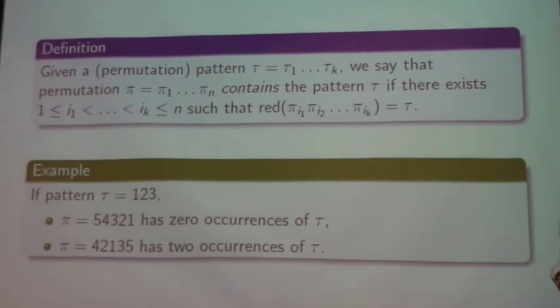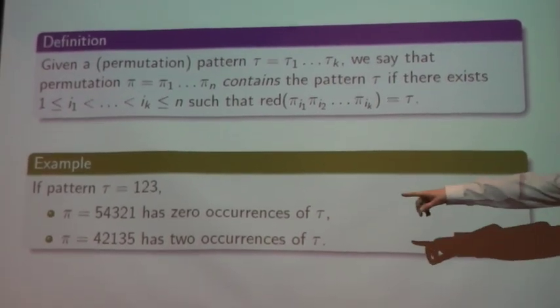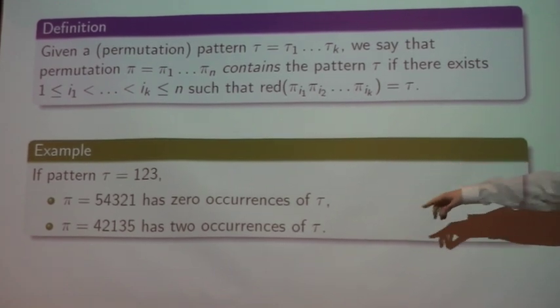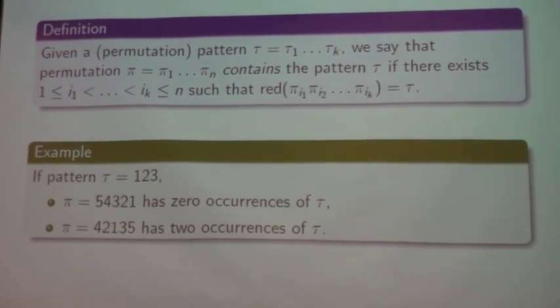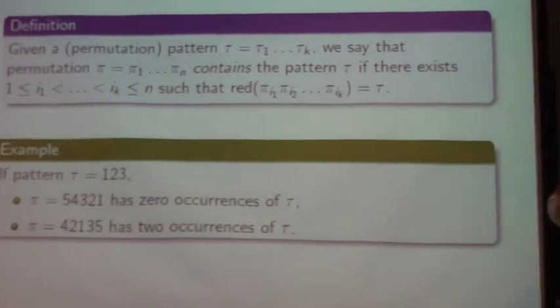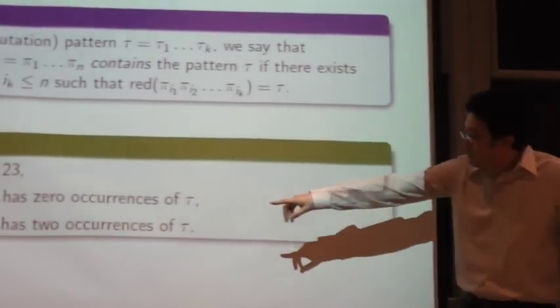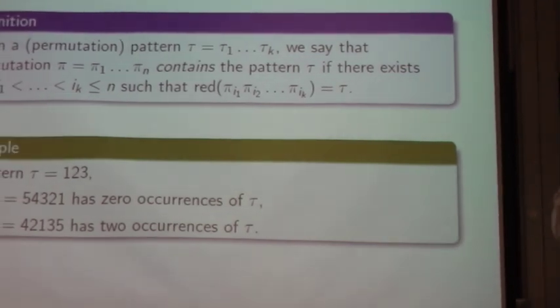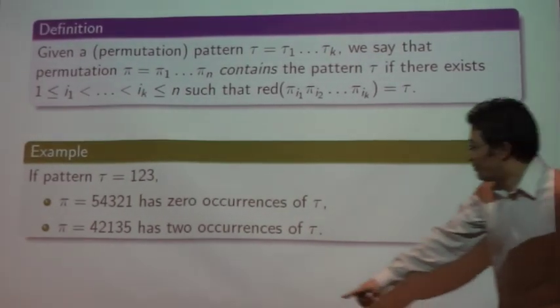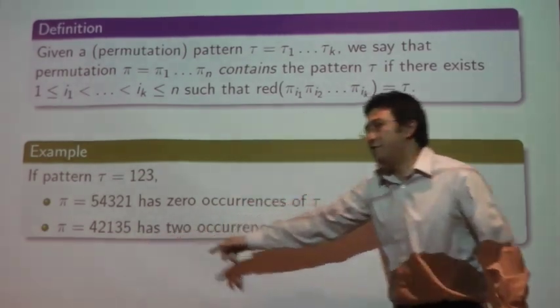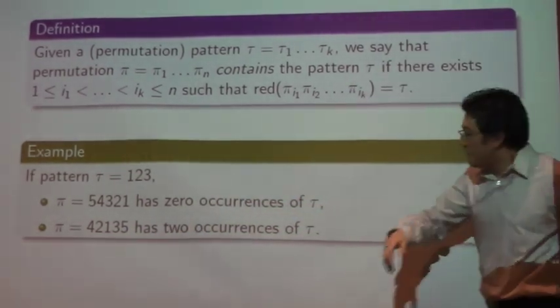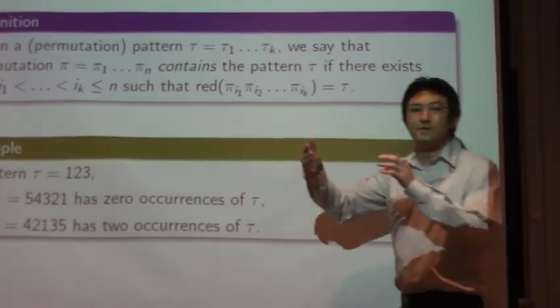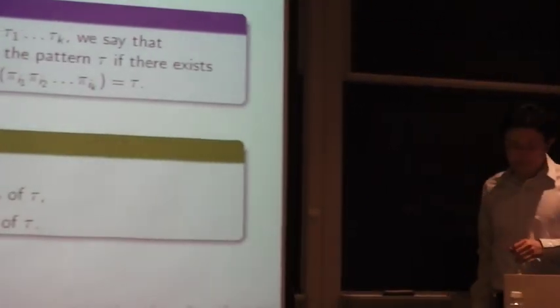So another example. If the pattern tau is 1, 2, 3, then the permutation 5, 4, 3, 2, 1 has no occurrences of tau. So there are no increases at all in that permutation. Whereas the permutation 4, 2, 1, 3, 5 has 2 occurrences of the pattern tau. Namely, the 2, 3, 5 form a 1, 2, 3 pattern, and also the 1, 3, 5 forms another 1, 2, 3 pattern.